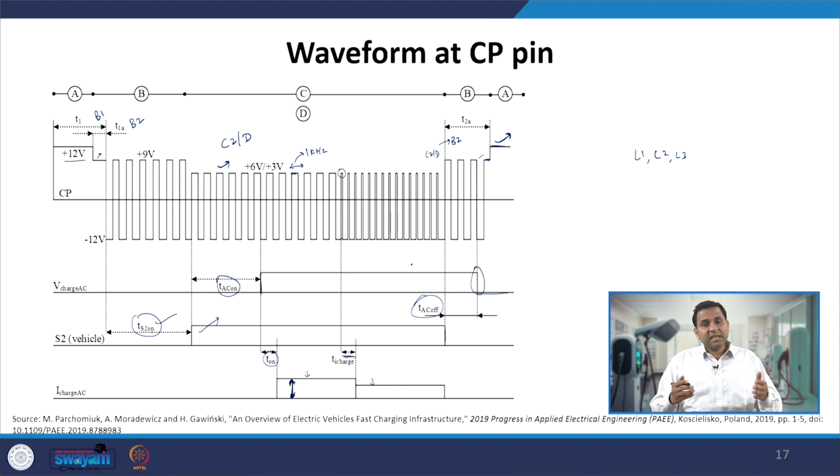Now we will see in the next class how the communication takes place in DC charging and what the charging sequences are, because in DC charging the communication is quite complicated, since we have to share a lot of information with the EVSE because the power conversion is taking place inside the EVSE. So, we will discuss those things in the next class.